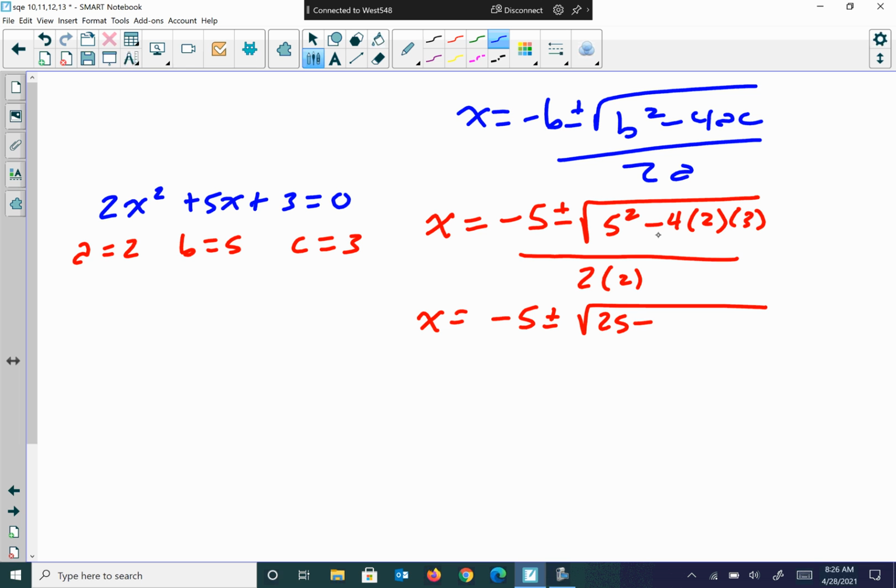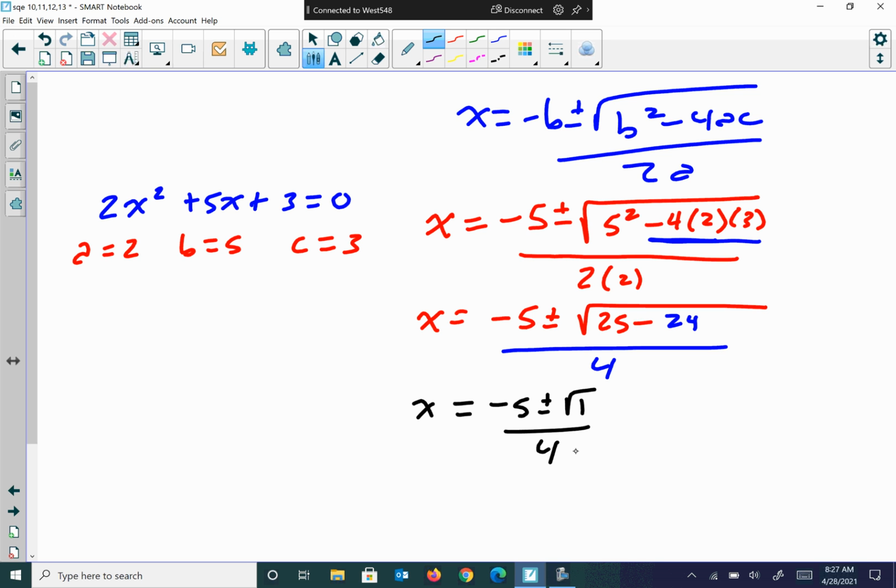And then we're going to do this. Negative 4 times 2 is negative 8. Negative 8 times 3 is negative 24. All divided by 4. Agree? Well, I'm not going to pull anything out right now. What I'm going to do is I'm just going to solve it. So I have x equals negative 5 plus or minus root 1 over 4. And root 1 is? 1. So the square root of 1 is 1.